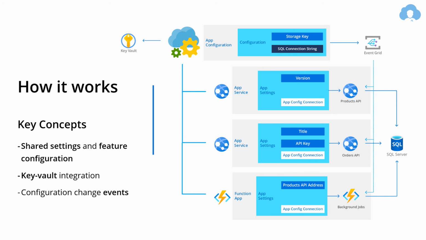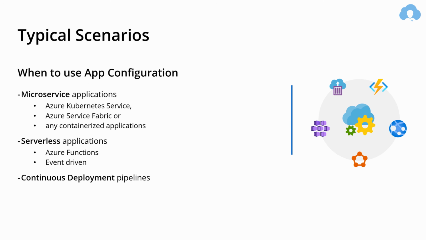And the typical scenarios that you would want to use app configuration are pretty much any kind of scenarios around web development, being microservice, serverless, or any kind of event-driven application. You can even integrate your app configuration with continuous deployment pipelines. So as you see, the range of scenarios is pretty wide for this one.